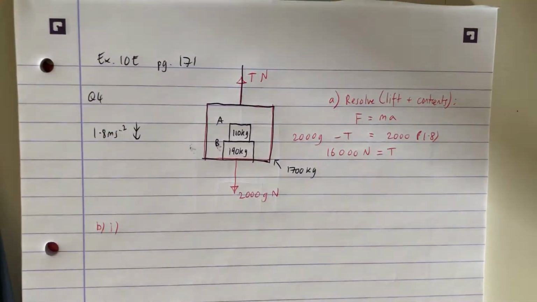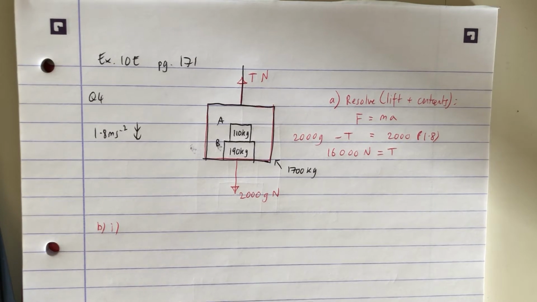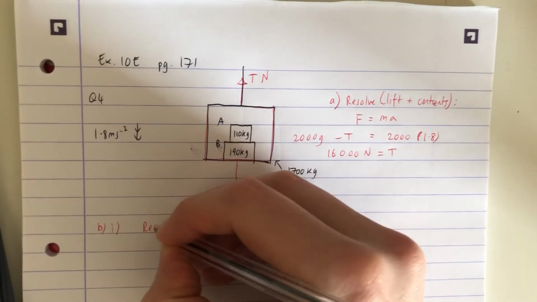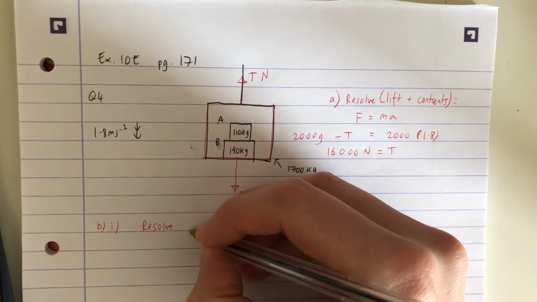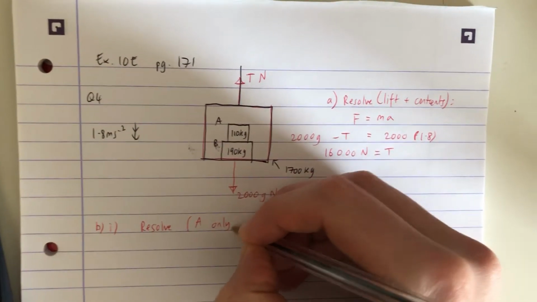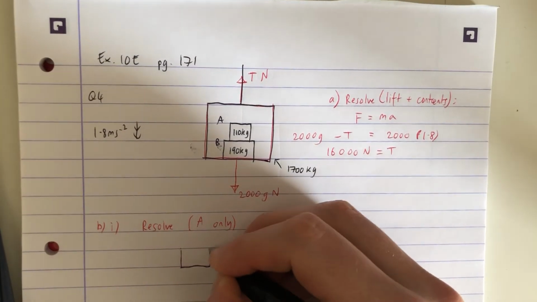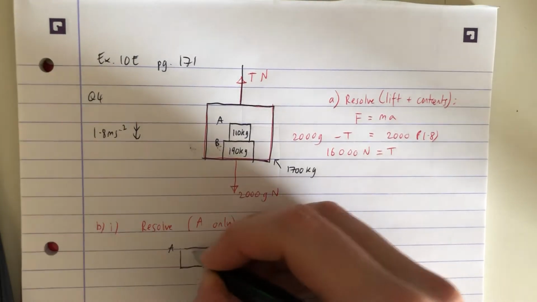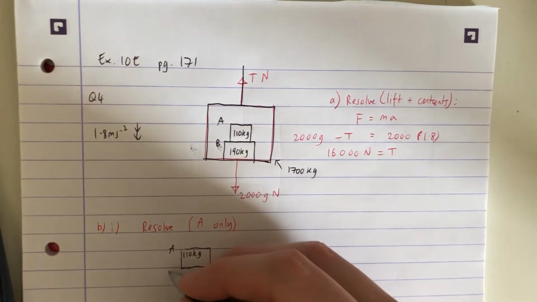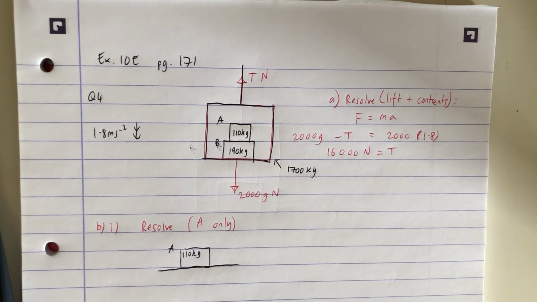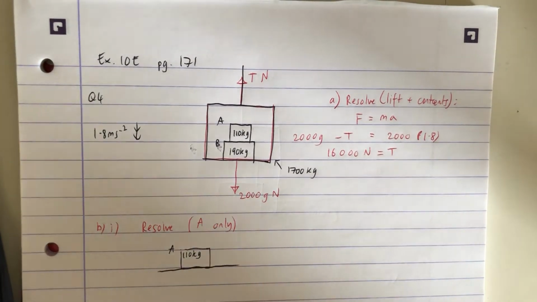Okay, part B. Now you're asked to find the force exerted by box B on box A. So by box B on box A, so it's forces acting on box A. So resolve box A only. I'm going to draw a very quick sketch of box A. 110 kg, and it's in contact with the surface. And I'm going to label all of the forces acting on box A.